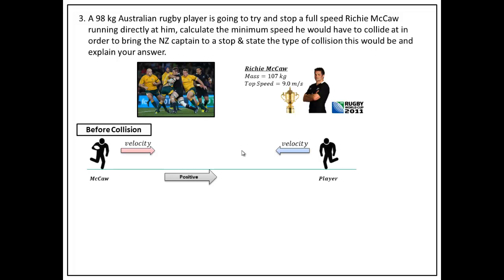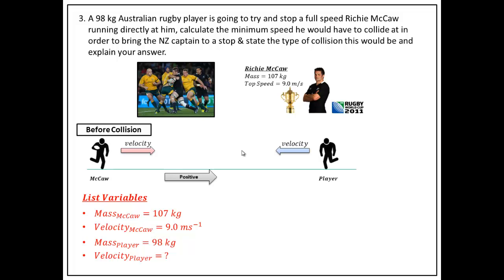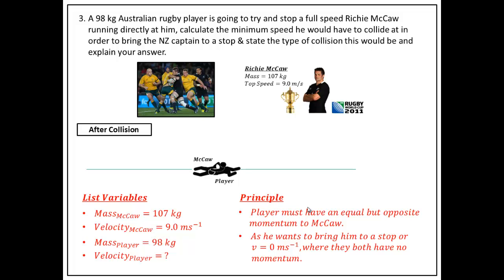First, let's list all the variables from the question and the variable we are trying to calculate, which is the velocity of the player trying to stop Richie McCaw. The real physics of this question is to do with the conservation of momentum, and that is that the total amount of momentum before these players collide must be equal to the total amount of momentum after they collide. The player wants to bring Richie McCaw to a stop with a velocity of 0 meters per second. At the bare minimum, he must provide enough momentum in the opposite direction before the collision to counter that of Richie McCaw. This would mean that there is 0 momentum before and after the collision.